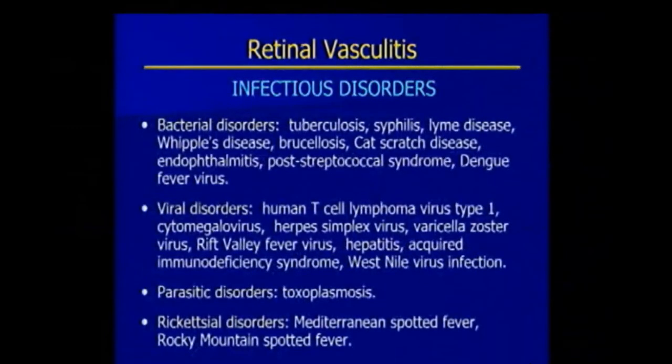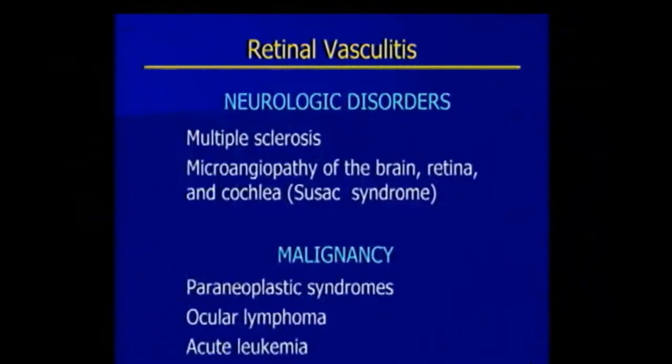If you look at the bacterial disorders in our region, the most common is tuberculosis, which you have to rule out. If you look at viral causes, we have human T-cell lymphotropic virus type 1, cytomegalovirus, herpes simplex virus, varicella zoster virus, and others. Parasitic: toxoplasmosis. Rickettsial disorders are described frequently by our colleague Dr. Moncef Khairallah from Tunisia: Mediterranean spotted fever, Rocky Mountain spotted fever.